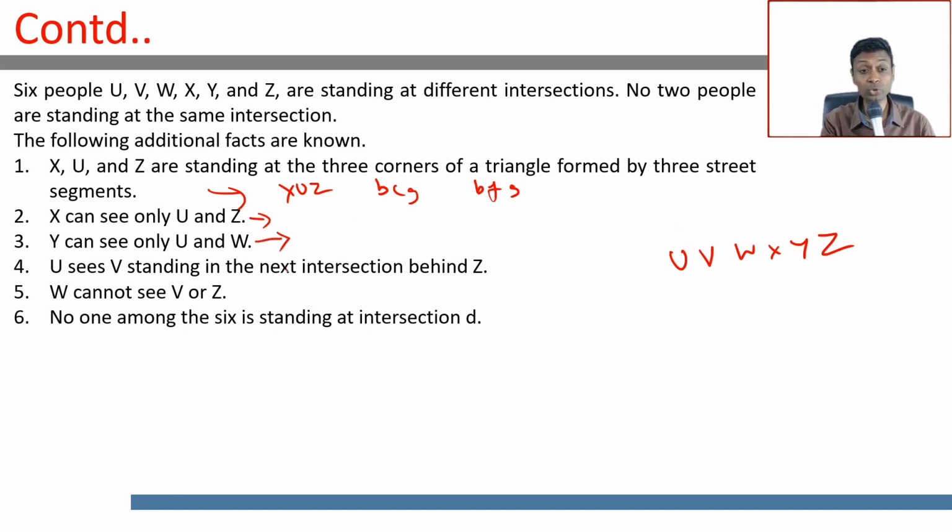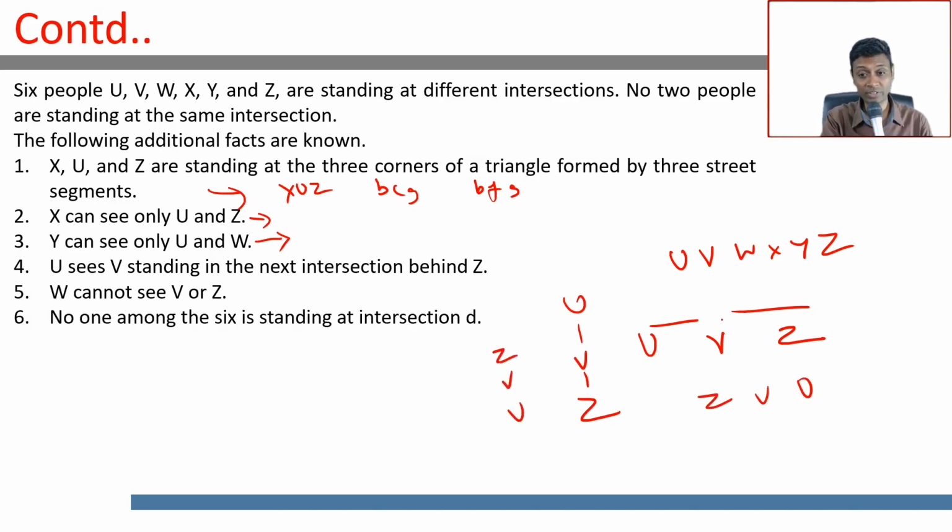Okay, good. U sees V standing in the next intersection behind Z. So there's a U, V, Z straight line. Either like this or like this. Vertical or horizontal. It could be left to right, it could be top to bottom, right to left. Doesn't matter. U, V, Z is a straight line. W cannot see V or Z. I'm not going to work with this because this is a negative constraint, who he can see. No one among the 6 is standing at intersection D. So D we can rule out.